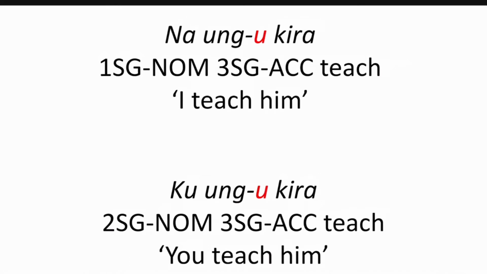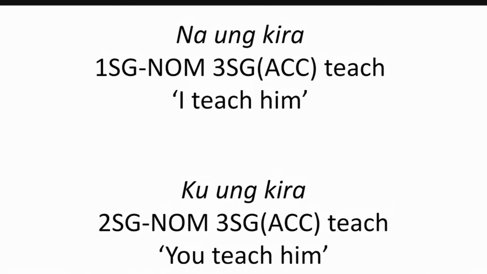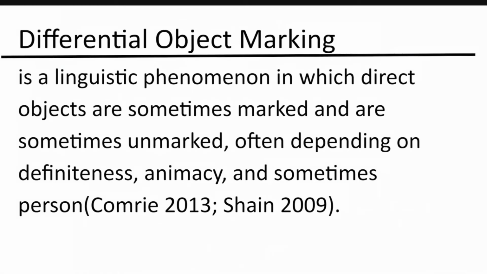Since our speakers are so used to having first and second persons as agents and third-person nouns as patients, maybe third-person patients won't take any direct object marking at all, since it can be inferred that the third-person nouns are patients. This is a phenomenon known as differential object marking, where direct objects may be unmarked in one situation and marked in another, depending on a number of factors like salience, animacy, definiteness, and sometimes person.